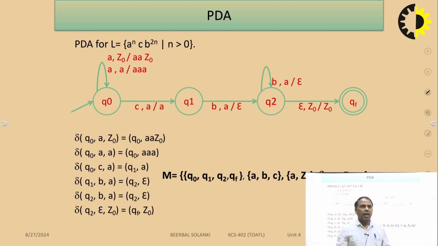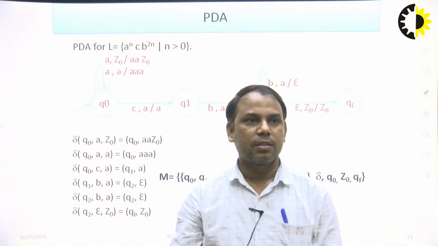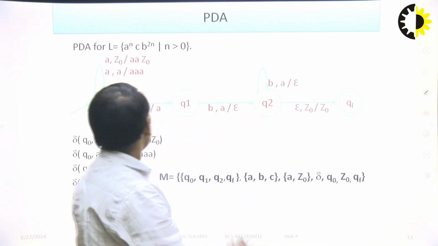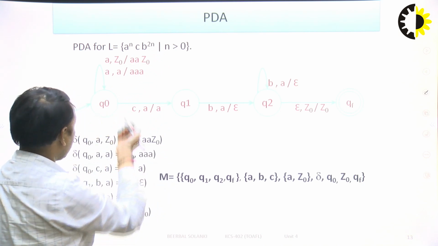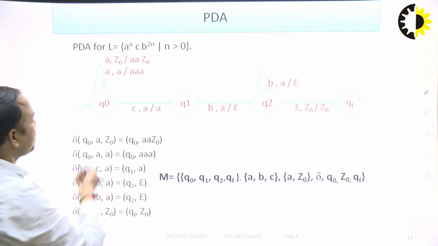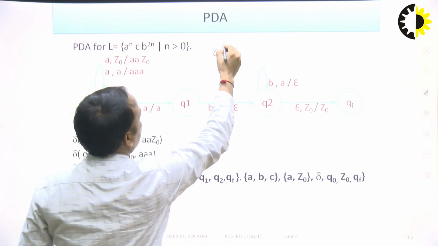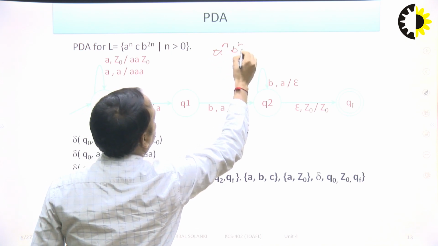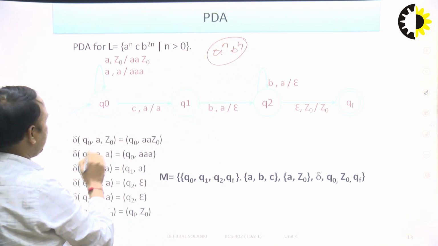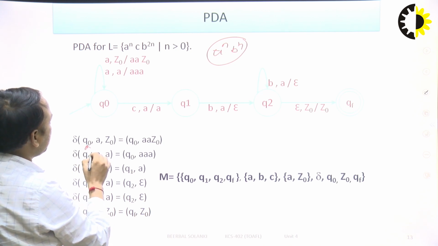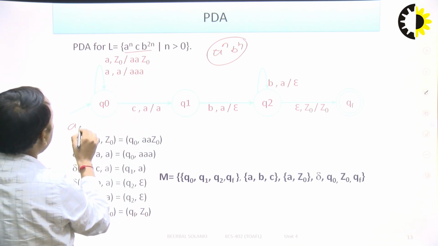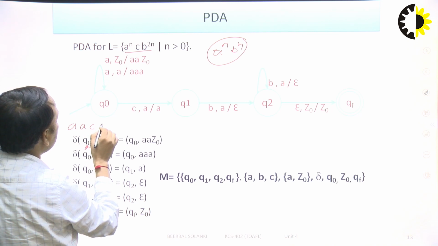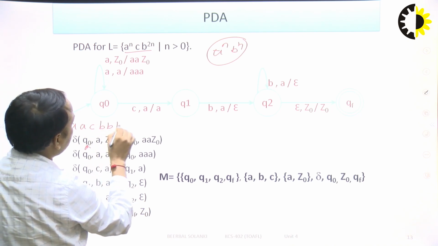We can write the PDA for the given language a to the power n, c, b to the power 2n. But what will the transition diagram be for the given language? The transition function is the same as a to the power n, b to the power n, except here we insert double. Q0 is the initial state. It can be written as a string, suppose a double a, c, b b a b b.